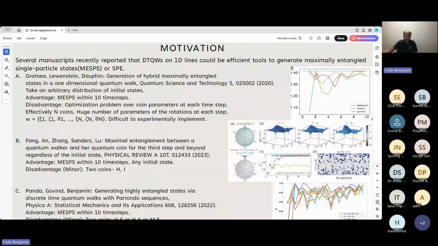Now, the one thing is that they use a large number of coins. They take an arbitrary distribution of initial states, and the coin parameters are not resource saving. That is, it uses n coins. So n different coins means n different gates if you want to implement it experimentally using photons or in a quantum computer, wherever you want to. So it's very difficult experimentally.